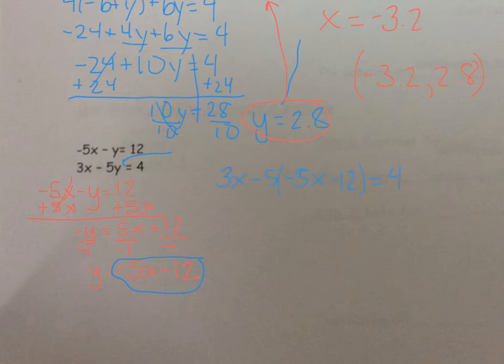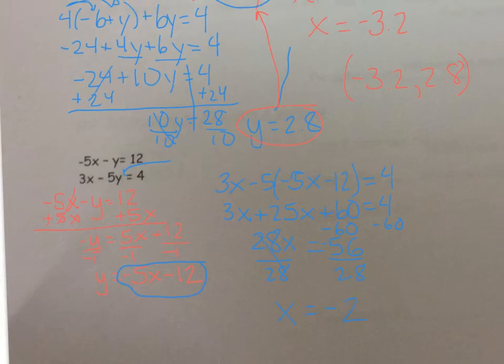Hopefully you substituted it in like this, so it's going to look like 3x plus 25x plus 60 equals 4. Add these together and we've got 28x. I'm going to subtract 60, so 28x equals -56. Divide by 28, and x equals negative 2.